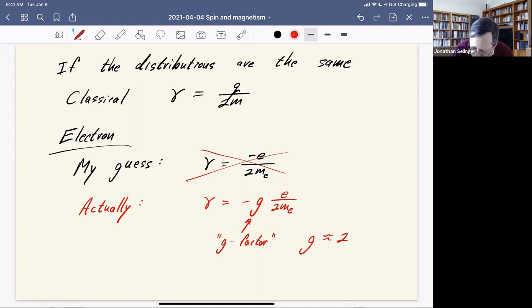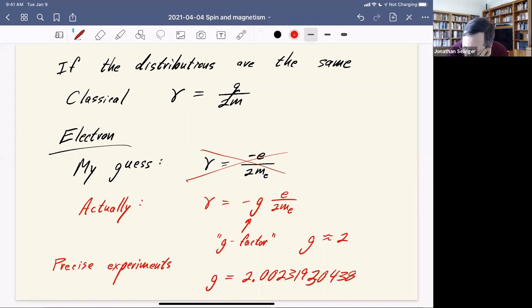It is measured experimentally to incredible precision. So there are precise experiments, and they give g as 2.00231930436... I'm copying this from my notes. I hope I got this right. These are all really significant figures. People have actually measured all of this.